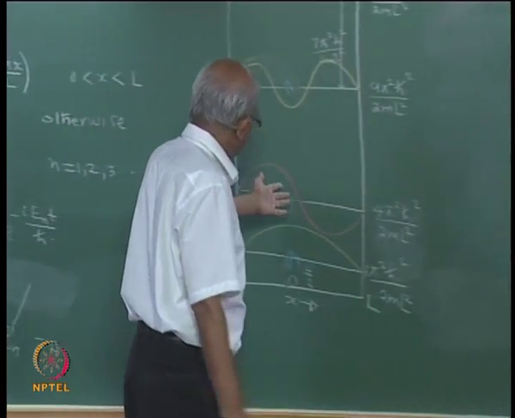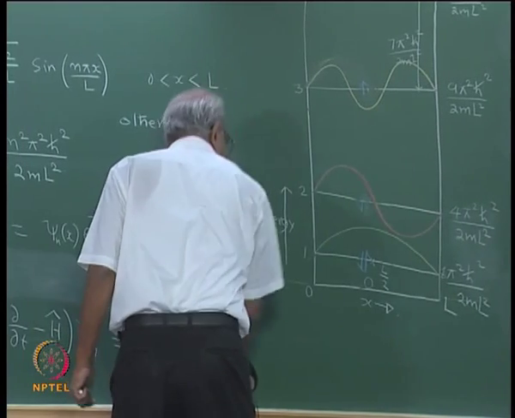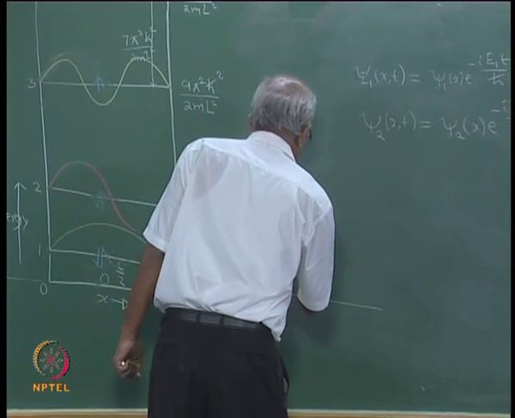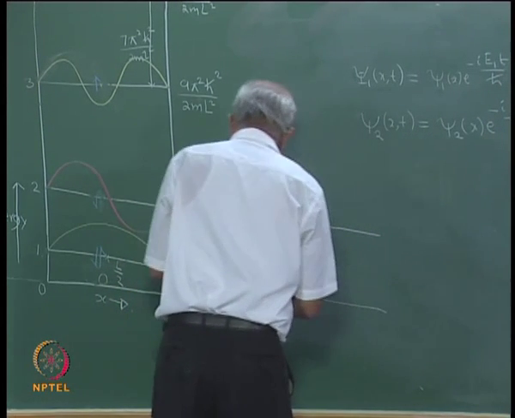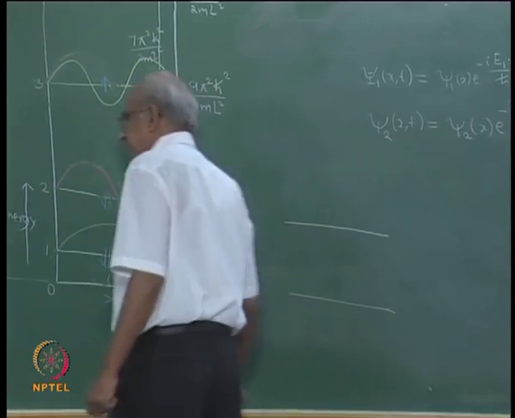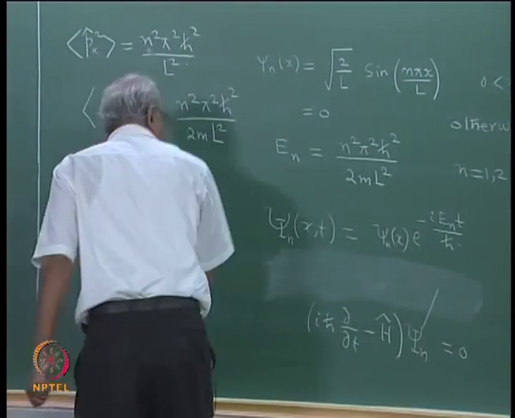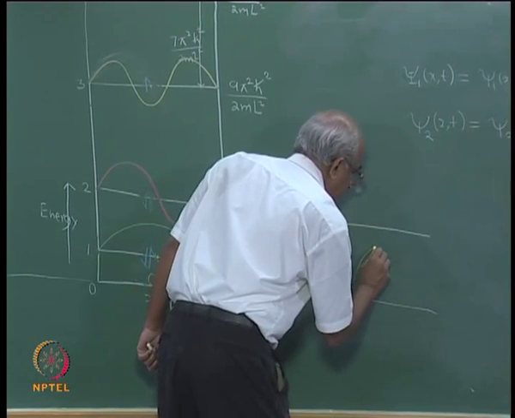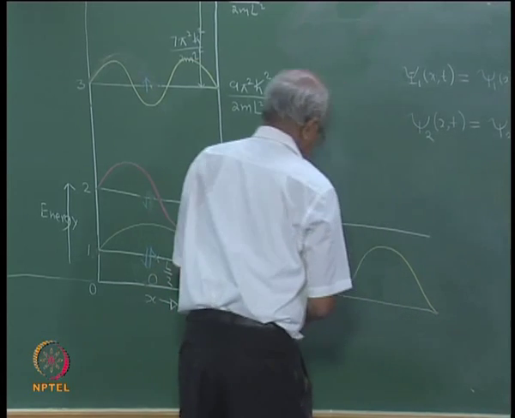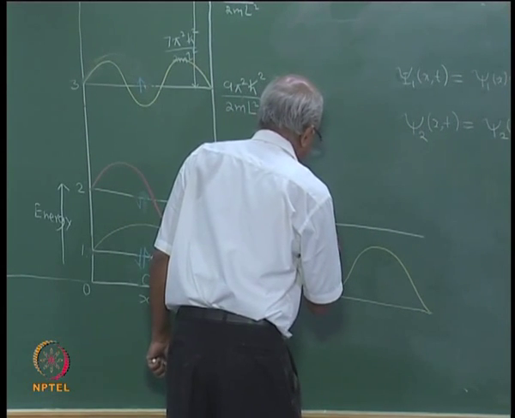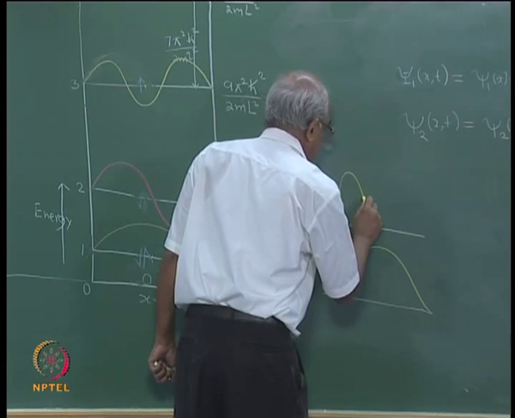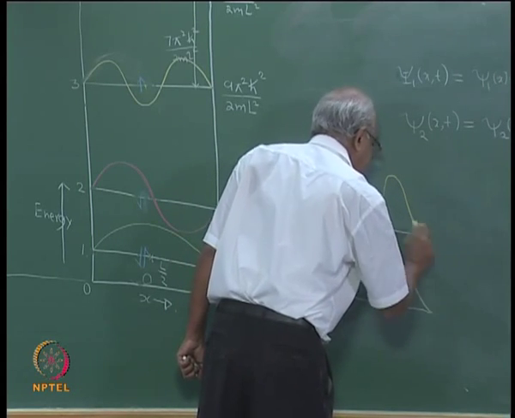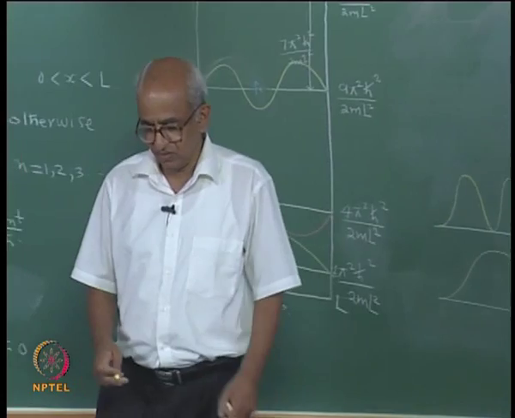Similarly, if it was sitting in this state, maybe I should draw this probability distribution. Let me make a picture here. This is the probability, and that is the probability for the second state. So for the first one, the probability density will look like this, while for the second one, it would look like this. And as time passes, this probability distribution does not change, it remains unchanged. That is what I have told you just now.